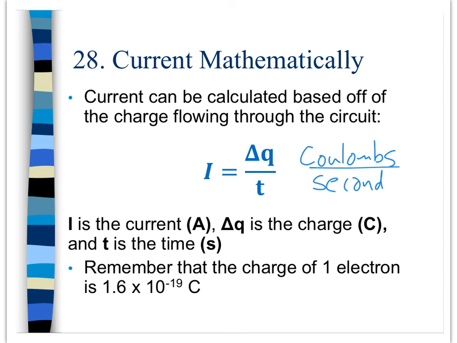And this is how we would go about calculating the current if we knew how much charge was flowing in a given time. One quick thing, and again, we'll come back to this a little bit later. Keep in mind that the charge of an electron is 1.6 times 10 to the negative 19th coulombs. That is that fundamental charge that we've talked about before. And so there will be times when maybe we know the number of electrons flowing through a circuit, and we'll have to use our knowledge of how much charge an electron has in order to ultimately calculate the current.